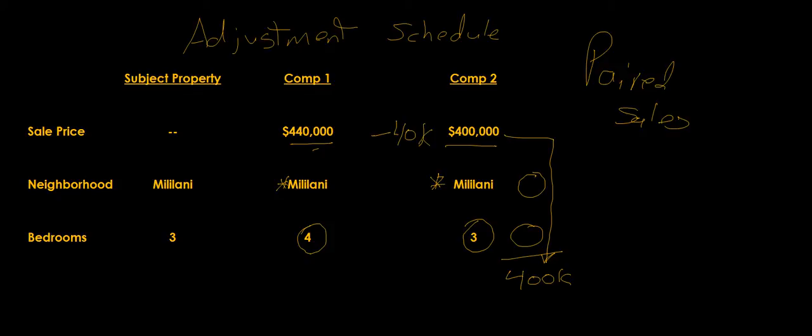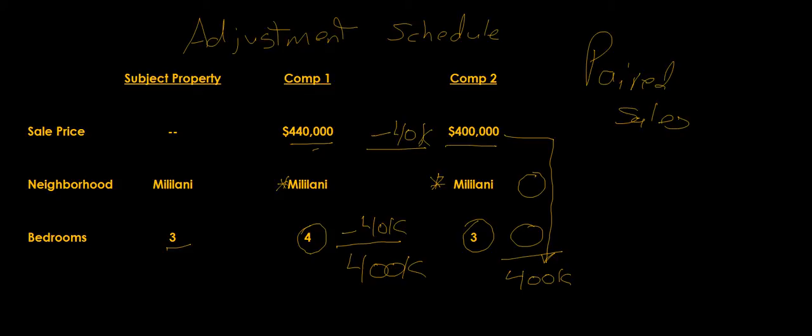$40,000 less than Comp 1. So if you want to adjust a sale of a 4-bedroom home to that of a 3-bedroom home, like our subject, you need to deduct $40,000 from the purchase price. So let's do that, minus $40,000 right here, and that indicates a value of $400,000.